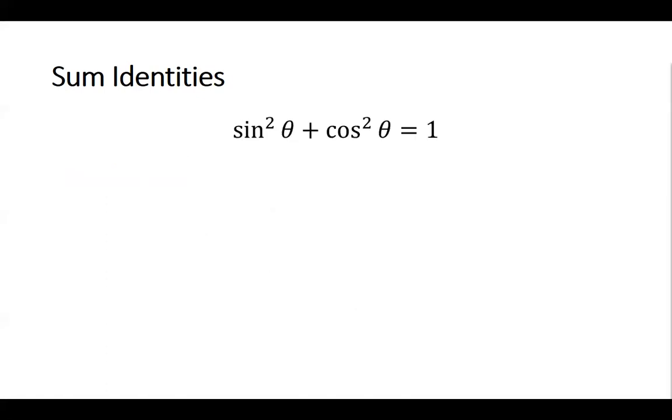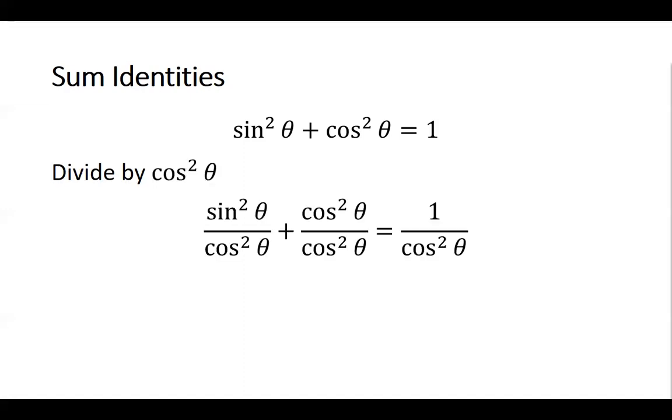And then alternately, to find the other one, let's divide by cosine squared, which means we're going to cancel out our cosine squared term, and we end up with tangent squared theta plus 1 is equal to secant squared theta. So not too bad in that sense.